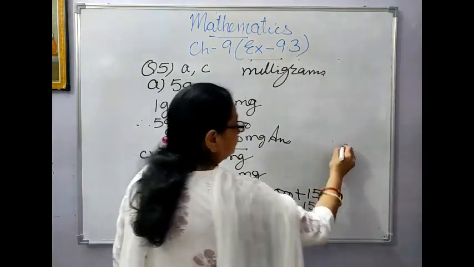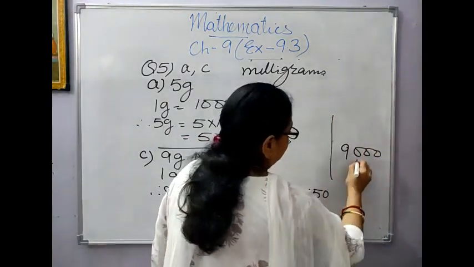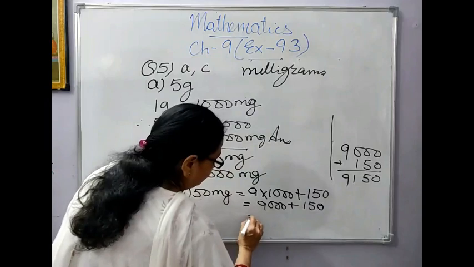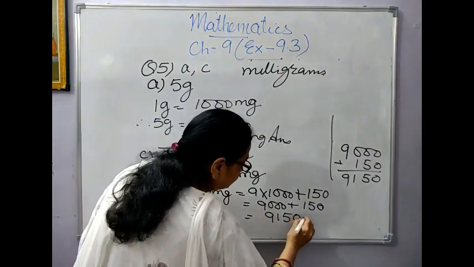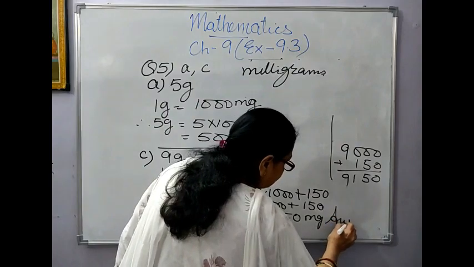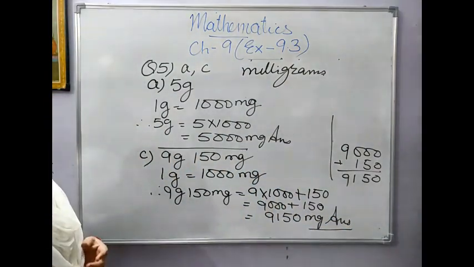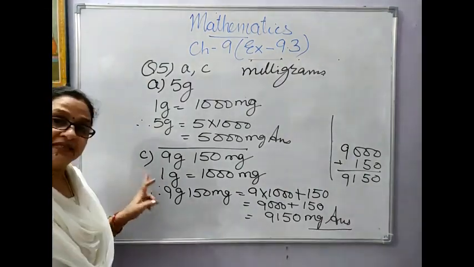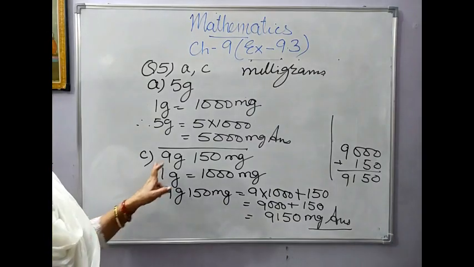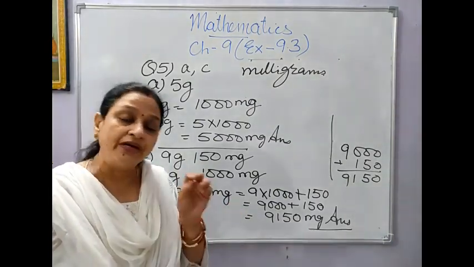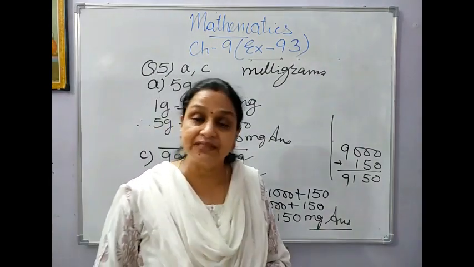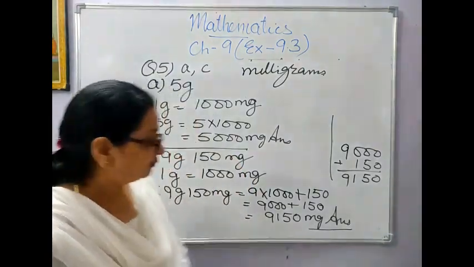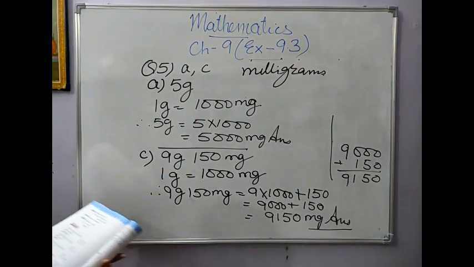You can add it in the rough. 9150. So 9150 milligram will be your answer. Try to understand it. Now sum number D is similar to C. Sum number D, so try it on your own. It becomes easier for you, and I know that you all can do it. Then the next sum, you can just go through it.